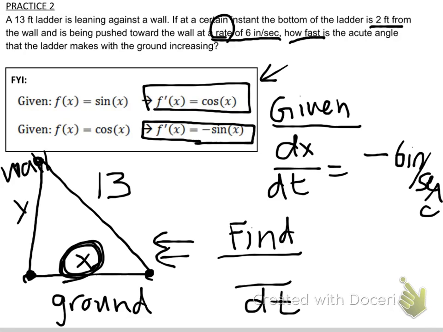How fast is the acute angle? So we have to find how an angle is changing. To label an angle, I'm going to use theta, and the theta is going to be right here. So what I want to find is d theta over dt when x equals 2. And we'll talk about the units for this in a little bit.